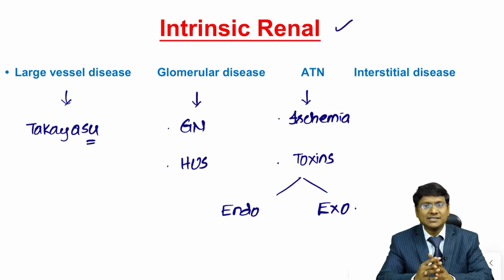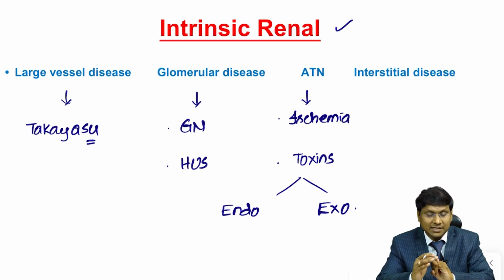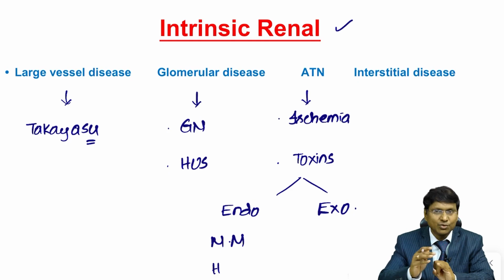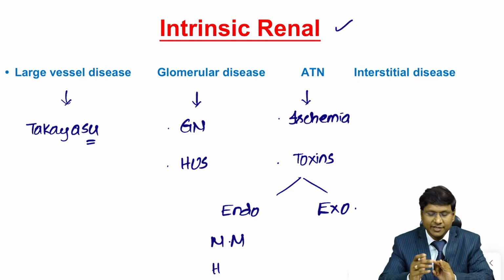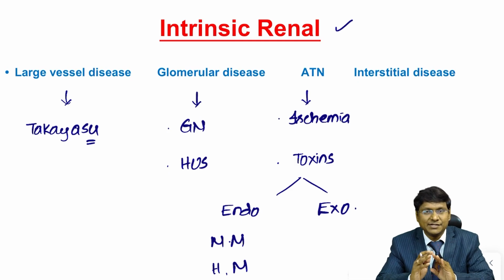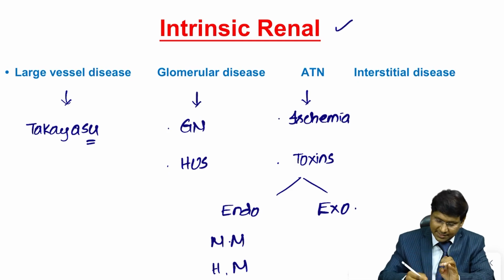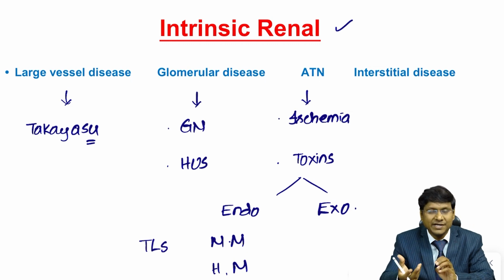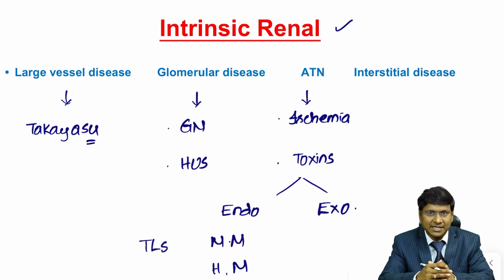Then what are these endogenous toxins? These endogenous toxins include light chains in case of multiple myeloma, which accumulate in the tubule causing acute tubular necrosis, right? Next, hemoglobinuria observed in case of hemolytic anemia. Next, myoglobinuria observed in case of crush syndrome. Then in case of tumor lysis syndrome, there is excessive uric acid accumulation within the tubule causing acute tubular necrosis.